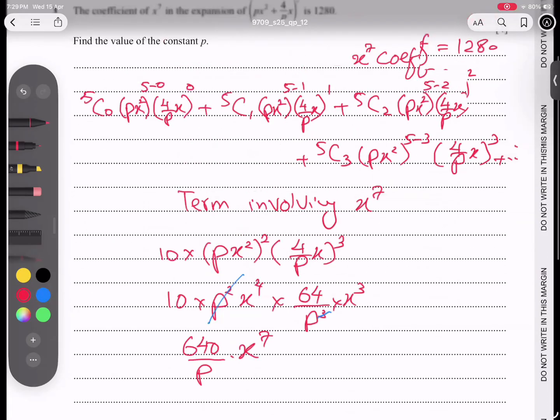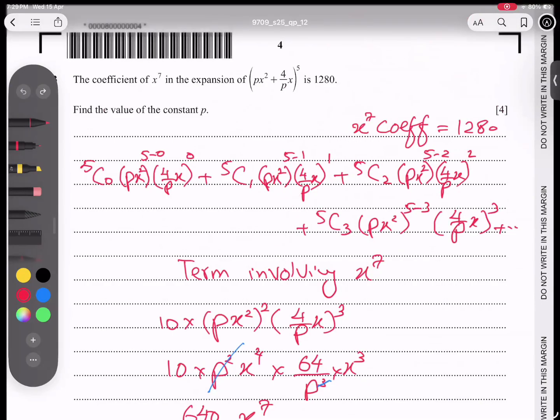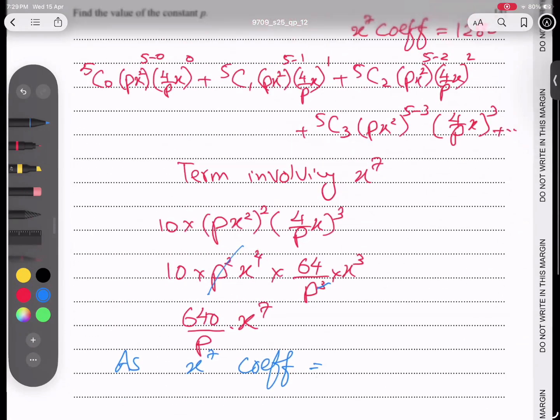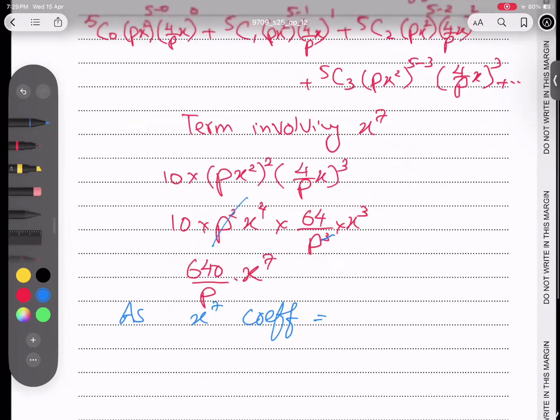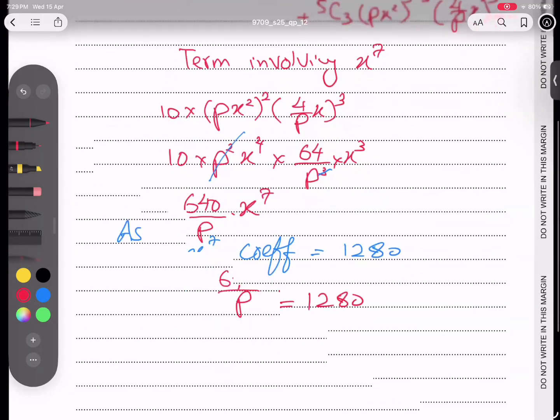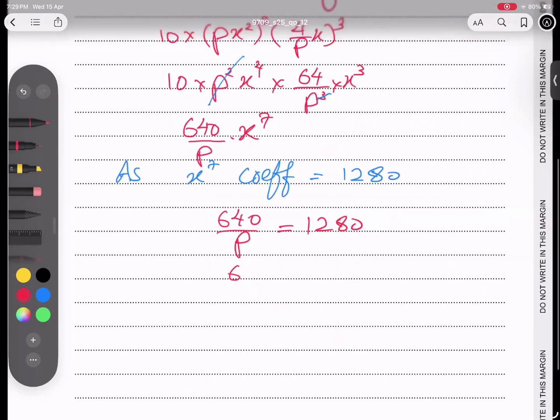So now I'll go back. Coefficient of x power 7 is 1280. So I'm saying that the x to power 7 coefficient is equal to 1280. So I'm going to put it equal to each other. So I get 640 over p is equal to 1280. So p multiplies there, 640 equals 1280 times p, and p becomes 0, cancel out. If I check it, 64 divided by 128, I'm getting half.